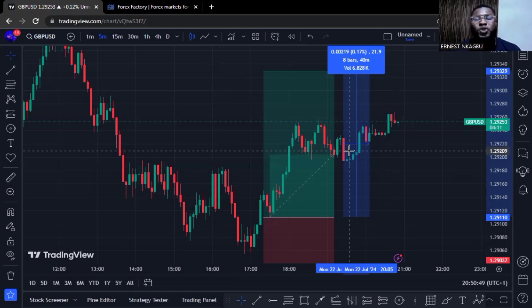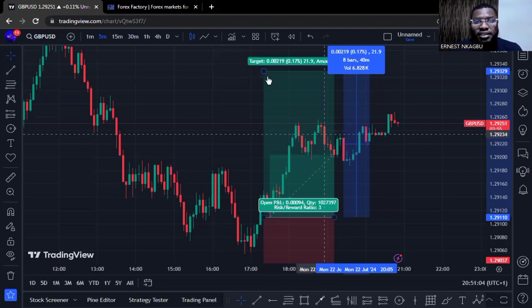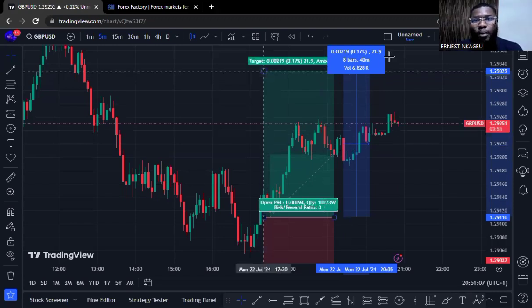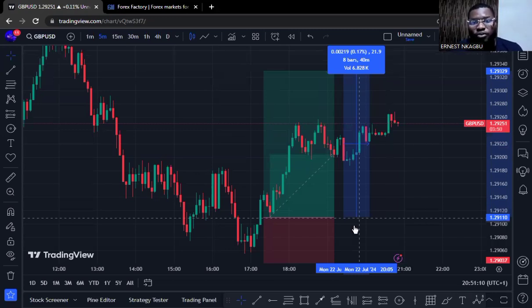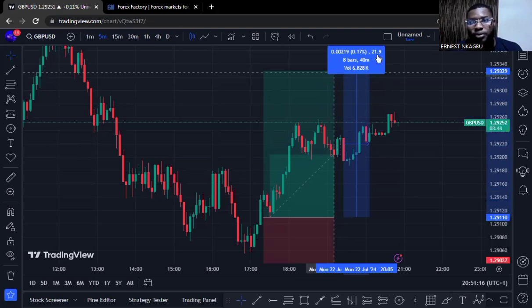Do you understand? So when we are talking about our profits and our loss in this class, we're going to still make use of this. We're going to still make use of this 21.9 pips. Whenever the market reaches this our TP, we are making 21.9 pips. That means the market moved from here to here, and we're making 21.9 pips.